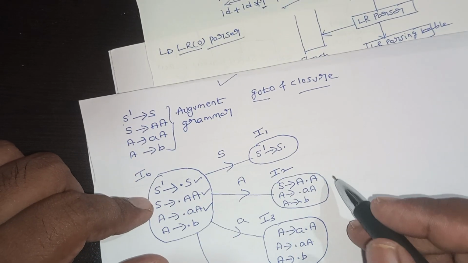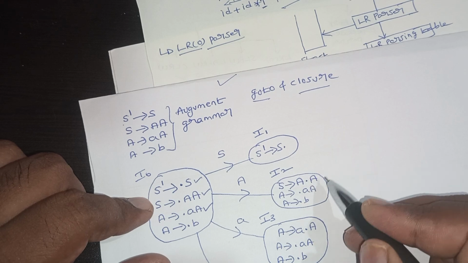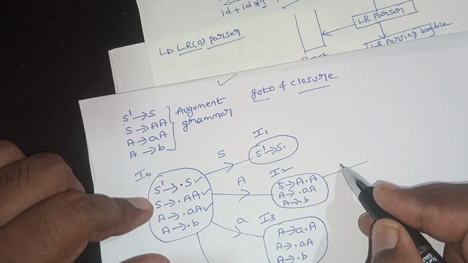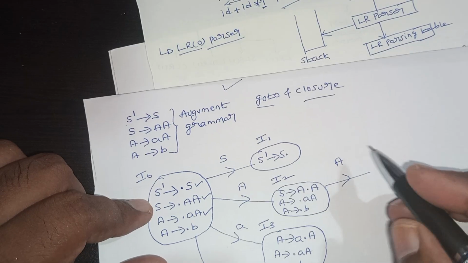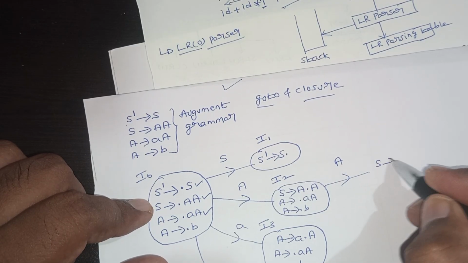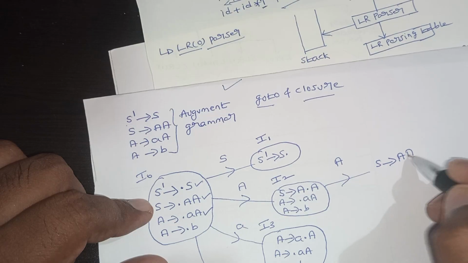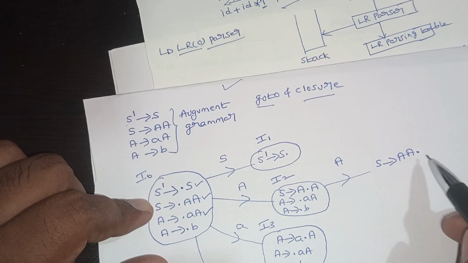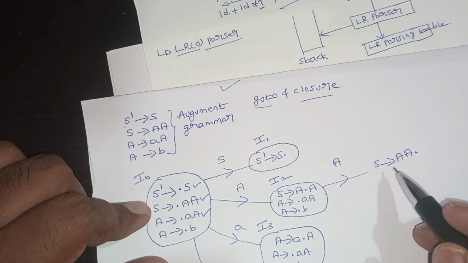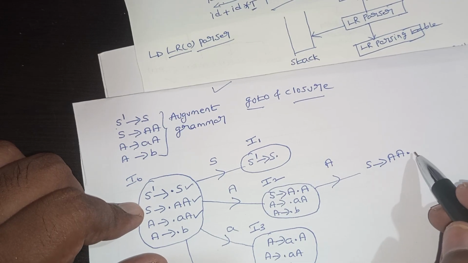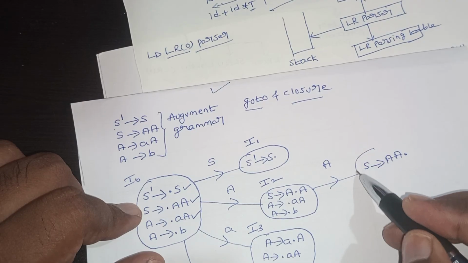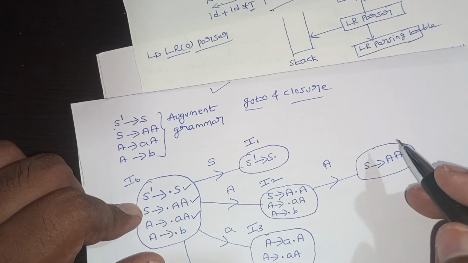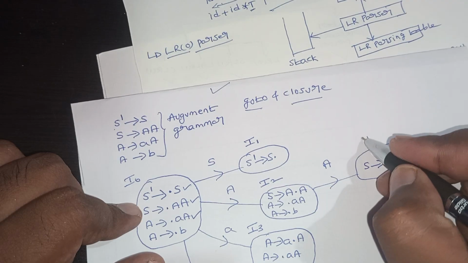Now you take I2. Move the dot to the right of A. Then S tends to AA dot. No need to add any rules of A. Why? Because there is no variable here. This is a final item. You name it as I5.